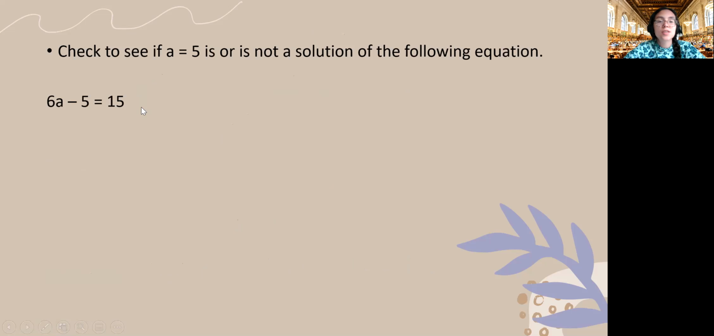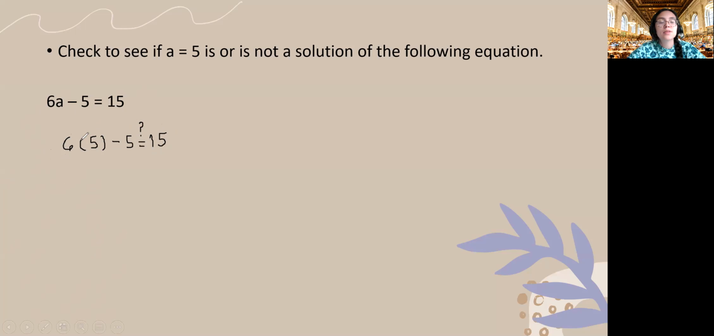Okay, so we are going to check to see if a is equal to 5 is or is not a solution for the following equation. So here we have the same thing. Our approach is going to be the same. I just didn't write all the steps because we want to make sure that we internalize that problem solving method. So we're going to substitute. You can write 6 times 5 minus 5 is equal to 15. Actually, you want to see if this left-hand side is equal to the right-hand side. So that's why you write the question mark.